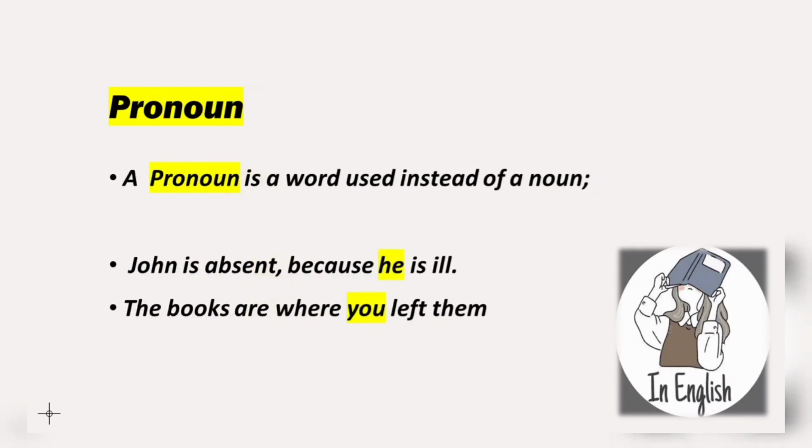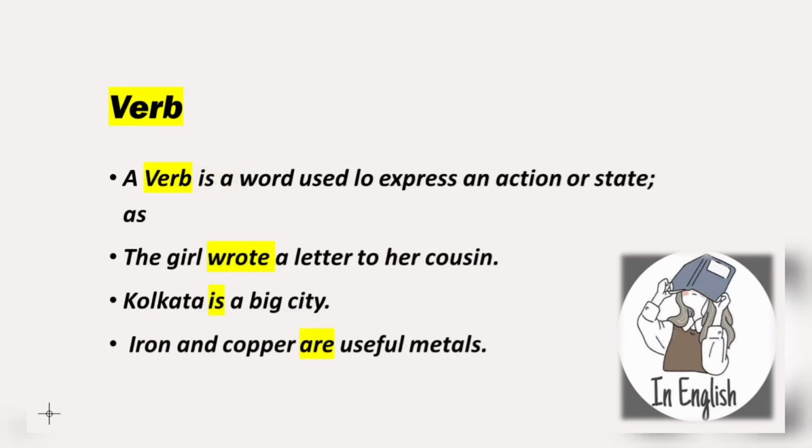Then the third part of speech is pronoun. A pronoun is a word used instead of a noun, or you can simply say that pronoun is used in the place of a noun to avoid repetition of a particular noun. But you have to remember that there are some pronouns that can be used in the place of noun. For example, with the boy we can use he, with the girl we can use she, and all that. He, she, it, they, all are the pronouns.